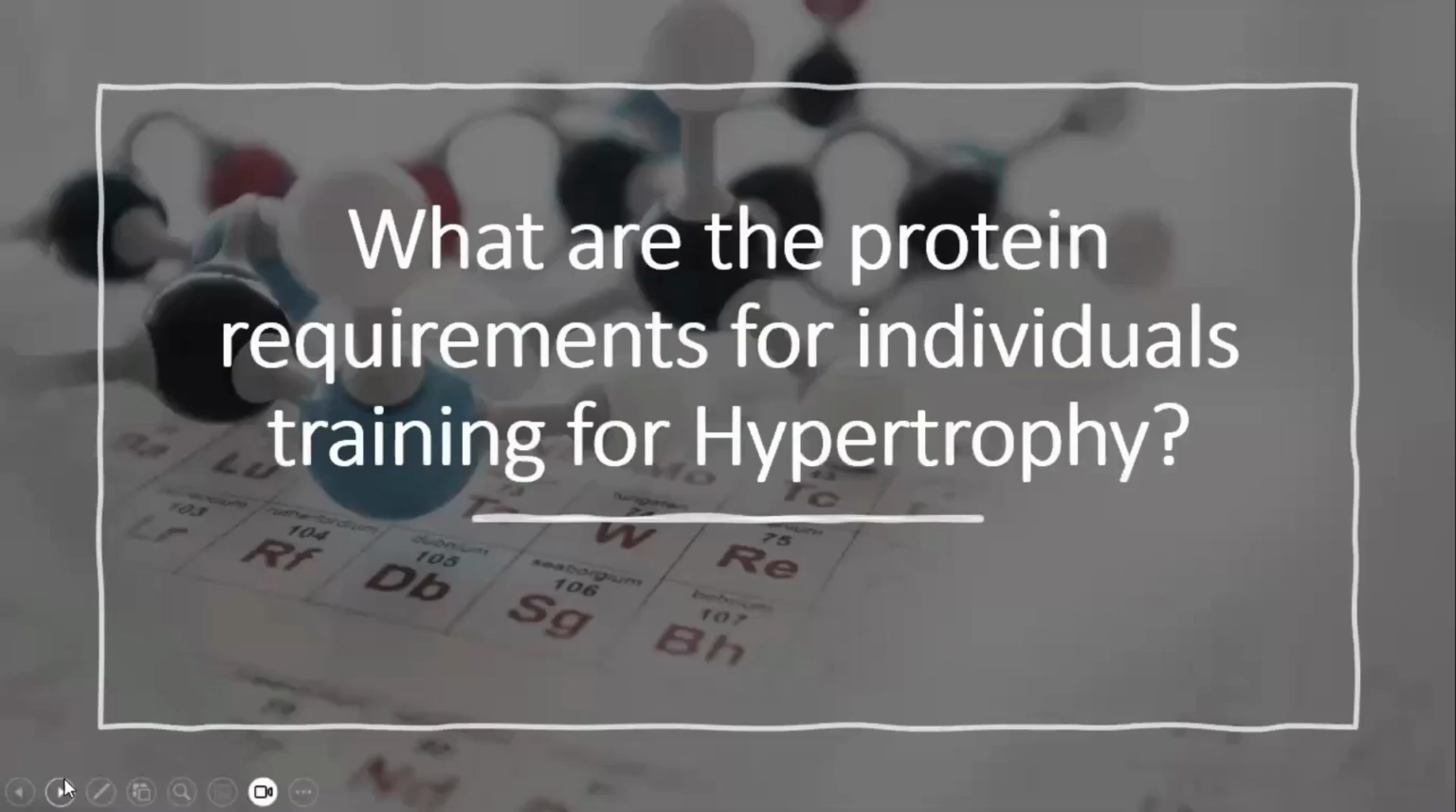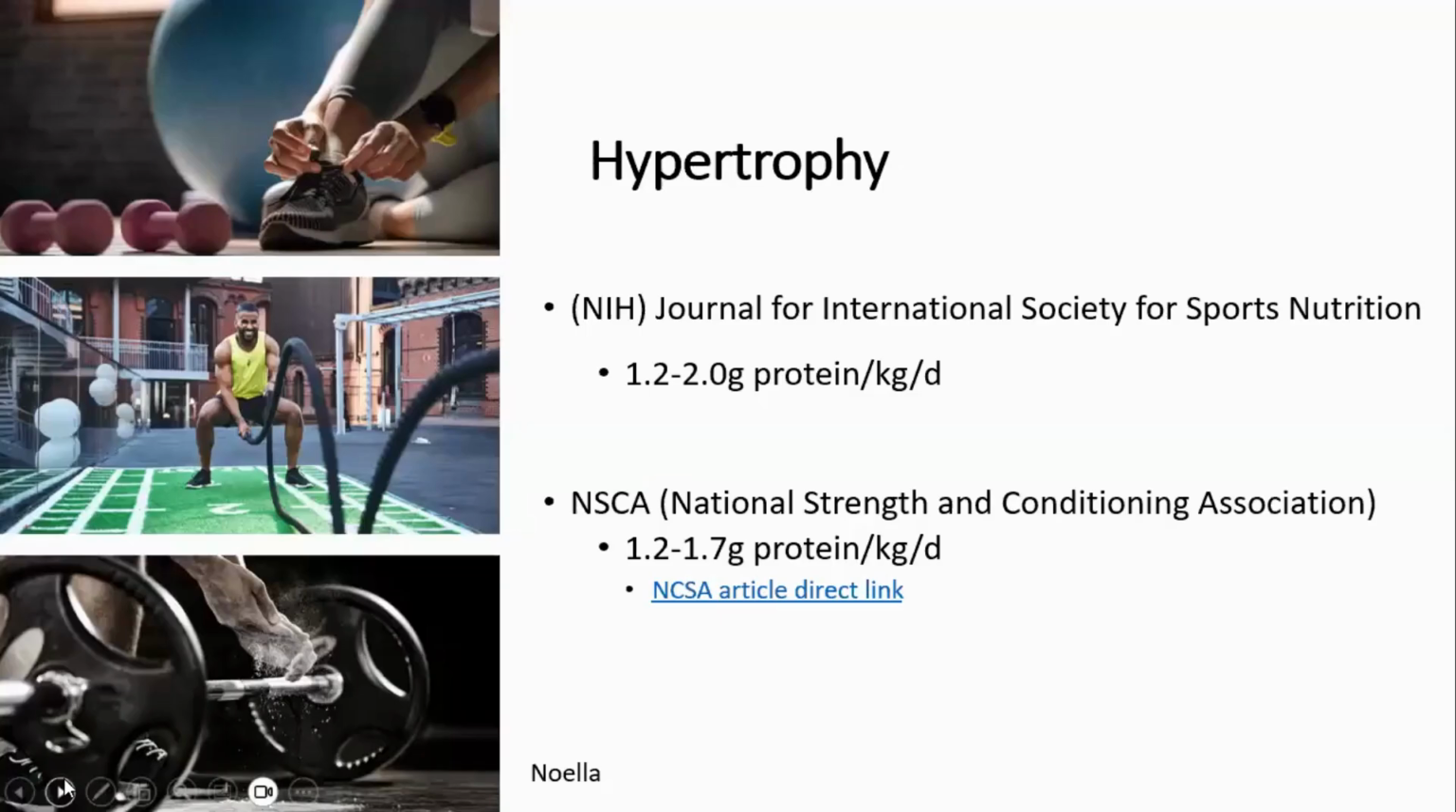So what would the protein requirements for individuals training for hypertrophy be? Would you need more protein than the average person? That would be correct. Let's get into the details. Well, the NIH Journal for International Society for Sports Nutrition would recommend around 1.2 to 2.0 grams of protein per kg body weight per day. Similarly, the NSCA, or the National Strength and Conditioning Association, recommends 1.2 to 1.7 grams of protein per kilogram body weight per day for people training for hypertrophy. There is a detailed article with more sources linked below.